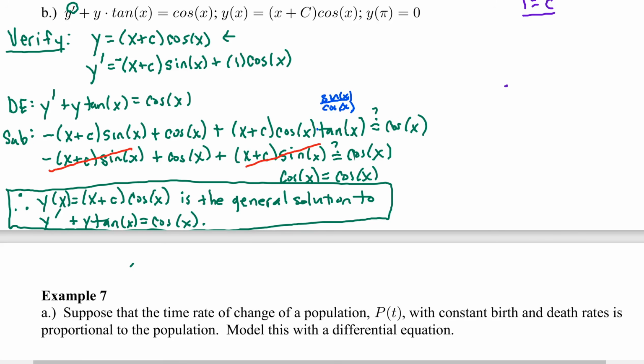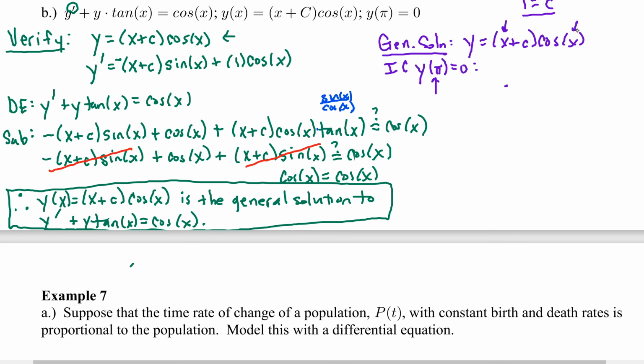Okay, good deal. Now we want to take the provided general solution. Remember, it's general because it has that arbitrary constant c, and we want to refine it to fit the given initial condition. The given initial condition is y of pi equals 0. Now remember, what's in parentheses here is the independent variable, so we're going to be plugging pi in for x, and out here is the dependent variable.